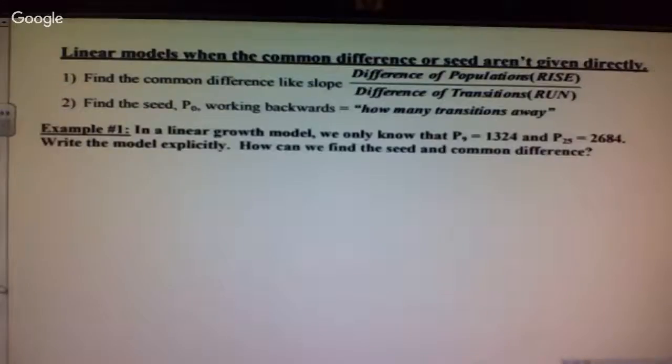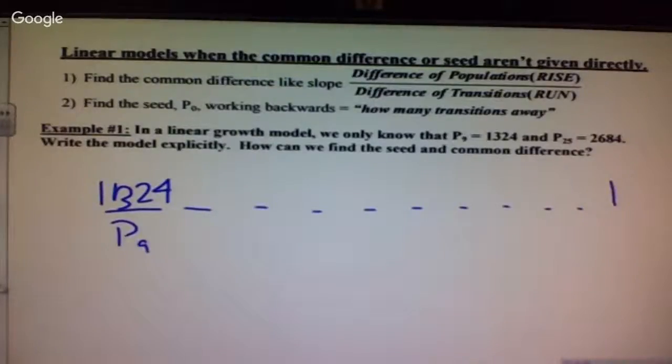Oh, third period's going to kill me because we really just suffered through all this. All right, so when they give you two numbers that aren't side by side, they give me that p sub 9 is 1,324. Sorry, that looks awful. And then clear down here, p sub 25 is 2,684. Well, how the heck do I find slope from that?